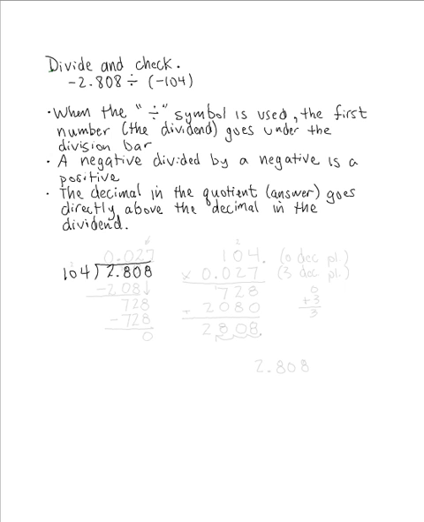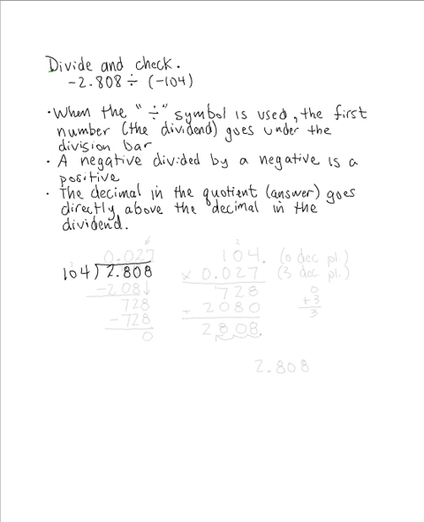The last thing we want to take into account is that the decimal in the quotient, which is the answer to our division problem, will go directly above the decimal in the dividend. Okay, so negative 2.808 divided by negative 104. We know our answer is going to be positive, so let's just ignore both of those negatives for now. We're going to put 2.808 underneath the division bar. Remember, that's our dividend. And we're going to put 104 to the left.